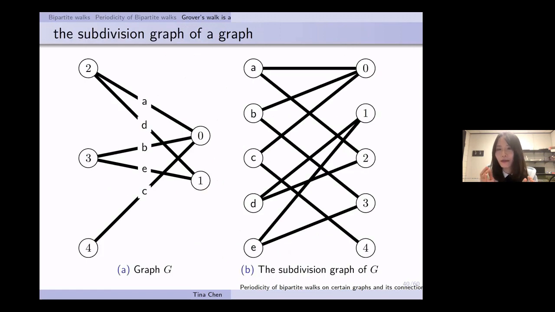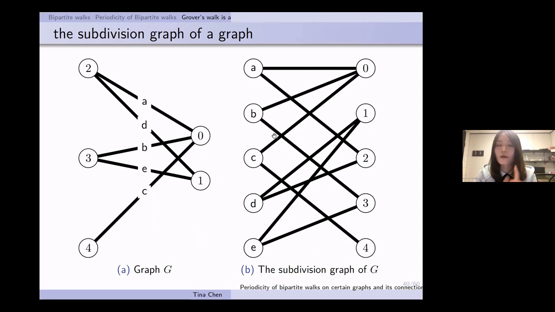And now I'm going to show you how the Grover's walk is a special case of your bipartite walk. To show that, I want to define a new graph, the subdivision graph. Given any graph G, if you put a new vertex on each of its edges, the resulting graph is what we call a subdivision graph.